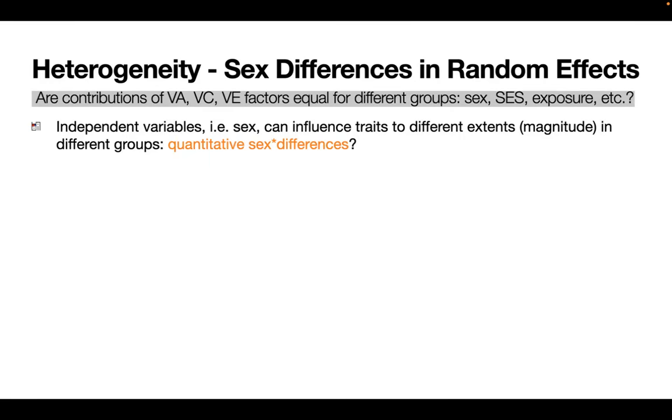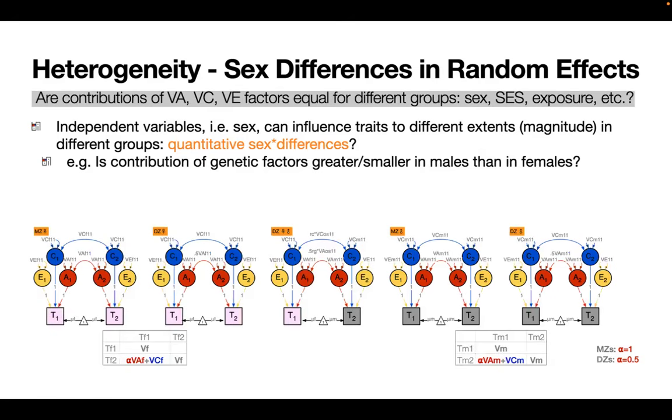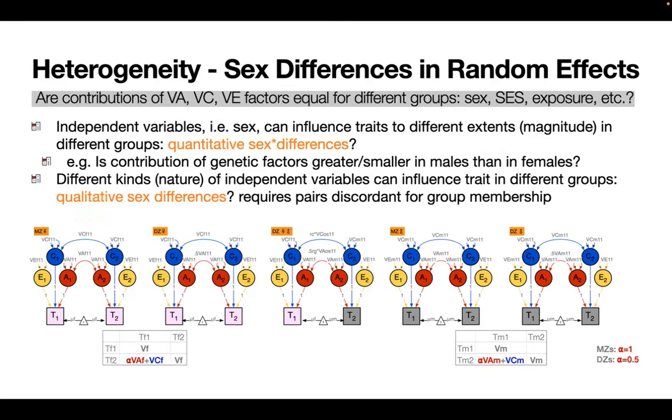And when we try to establish whether there are indeed differences between the variance components in different groups, we talk about quantitative sex differences. So we could, for example, test whether the contribution of genetic factors is greater or smaller in males or females. To do this, of course, we would need data on both males and females, and instead of a 2-group analysis, we would now do this in a 4 or 5-group analysis, where we estimate separate A, C, and E components in males and females.